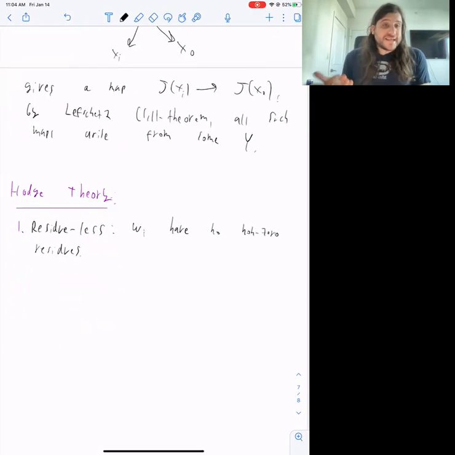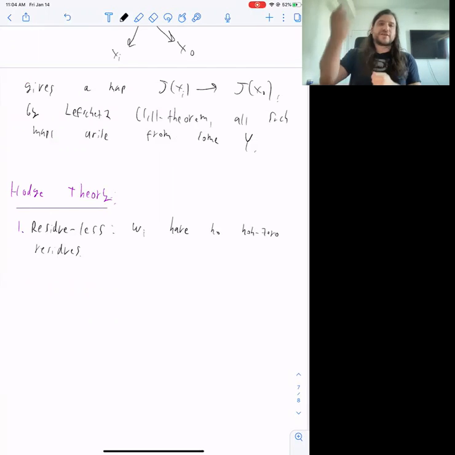Why is this case singled out? Well, if you have a form that has no residues, even if it's meromorphic and not holomorphic, you can still integrate it over X mod the same periods, right? You can still integrate it over the homology of X, because if you go over a singularity, because you have no residues there, it doesn't actually matter. It doesn't affect your integral.